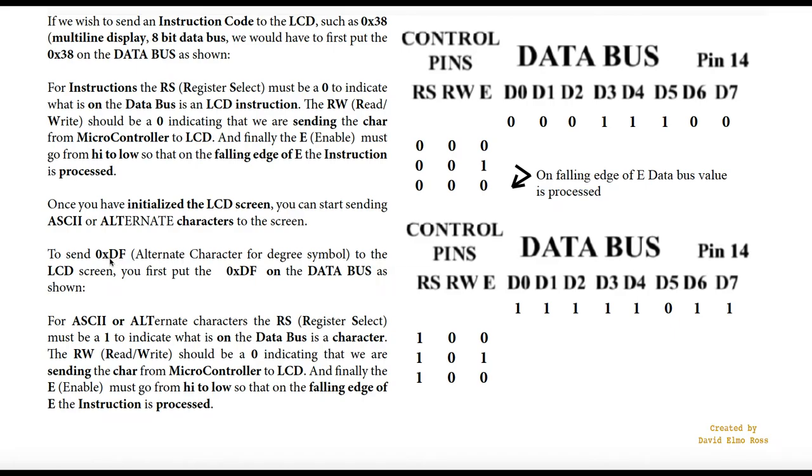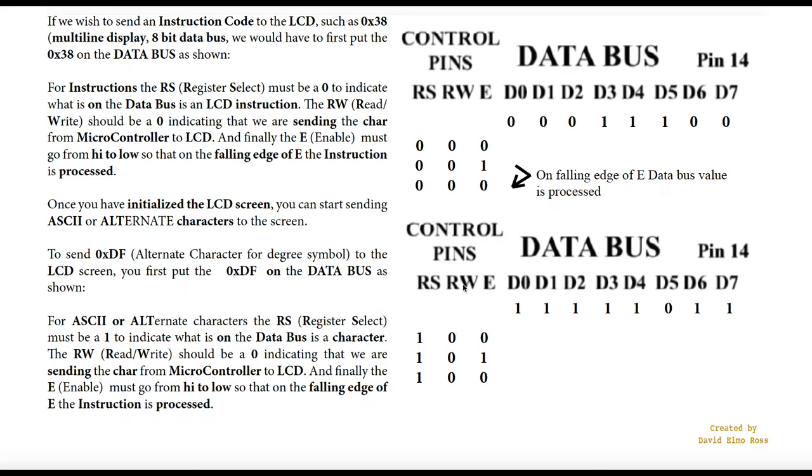Now on PCs you might have seen that F8 is a degree symbol, but on the LCD a DF is a degree symbol. So let's just say we want to throw a degree symbol up on the display. What we have to do is put the value DF, 11011111, on our data bus. But this time, because it is not an instruction, it is a character, alternate or ASCII, we make RS 1.